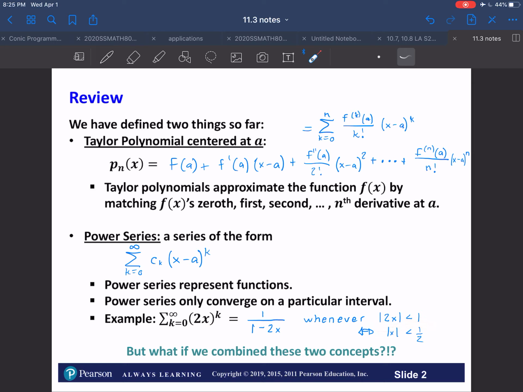The idea behind 11.3, and this is really a remarkable section, it's one that has profound implications throughout all of mathematics, is that we're going to combine these two ideas. The idea of a Taylor polynomial and a power series combined together to create this thing called a Taylor series. So instead of just approximating a function using a Taylor polynomial, we're going to extend this polynomial infinitely to get an exact representation for the function.